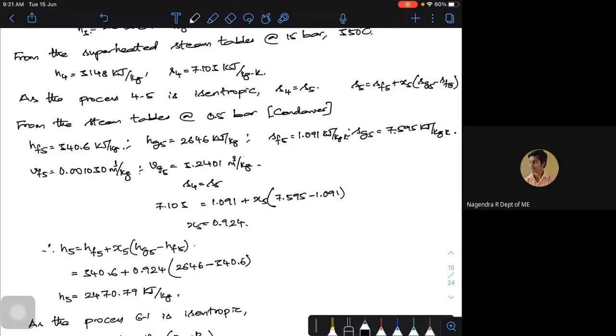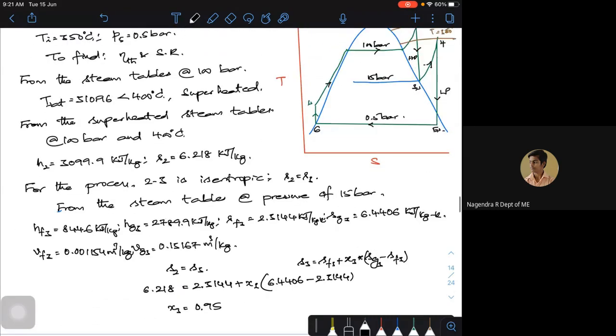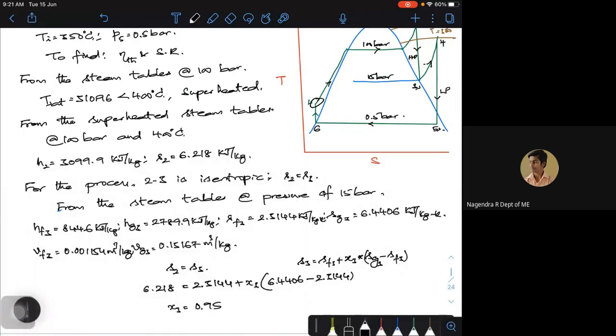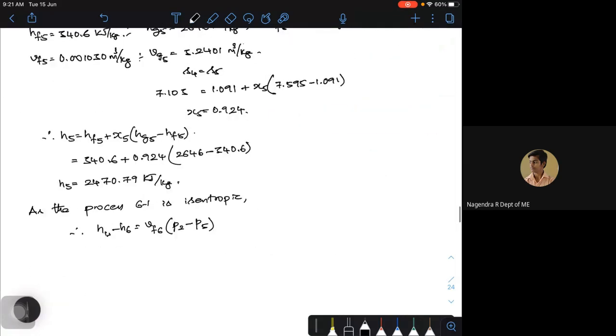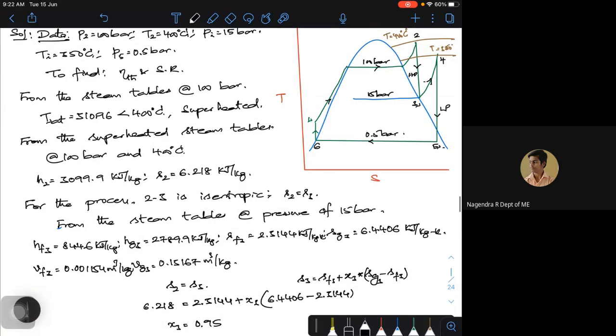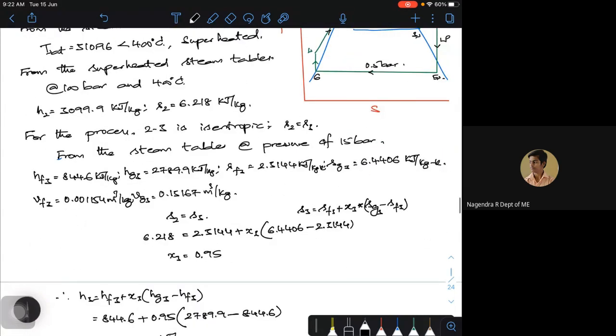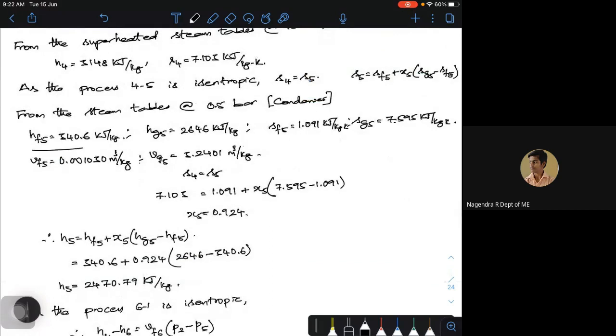So that is the value of your VF. What is the pressure at this point? I have to take this pressure, which is 100 bar. And what is the pressure at this particular point? It is 0.5 bar. So what is H1? H1 I am supposed to find. What is H6? H6 is equal to this value, the enthalpy at 0.5 bar for the fluid. Let me write that.